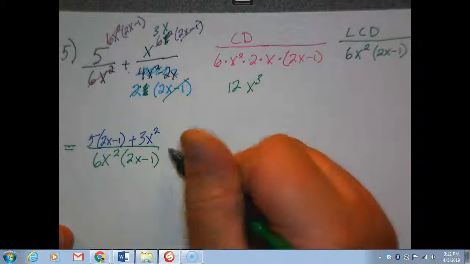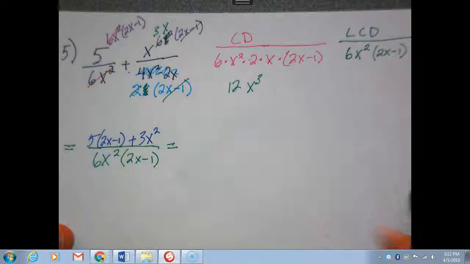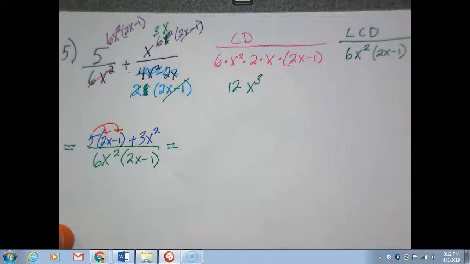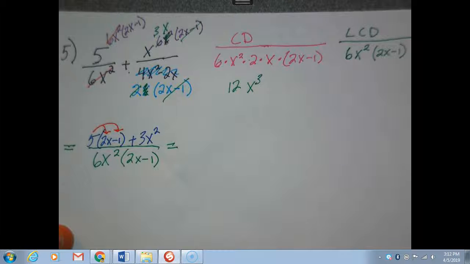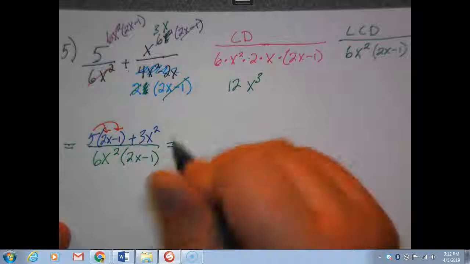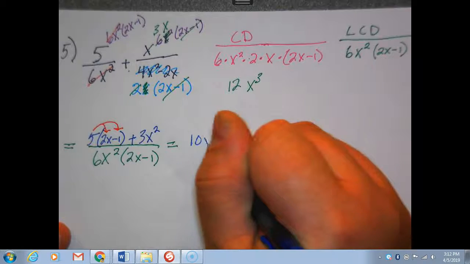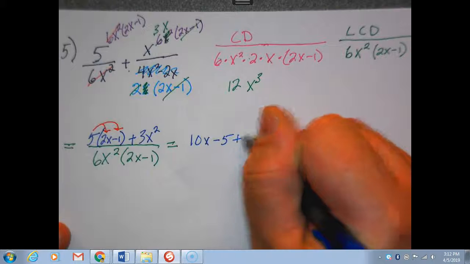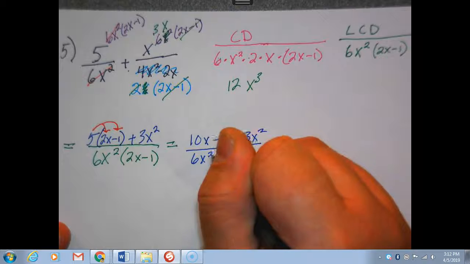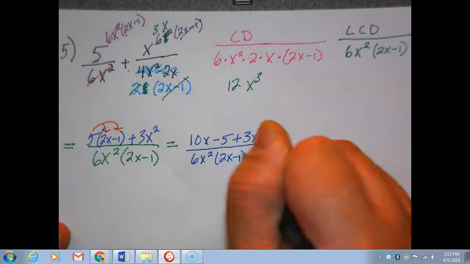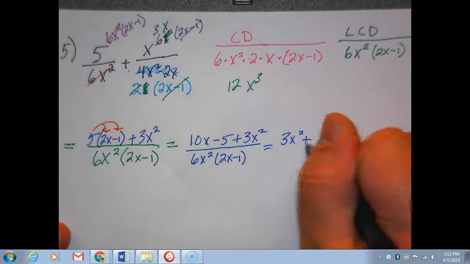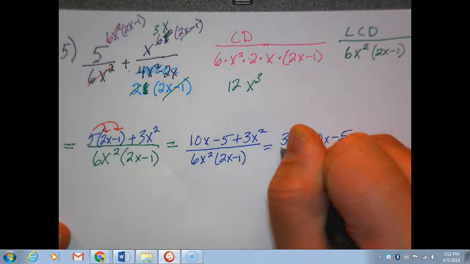All right. So let's simplify. We have to distribute. So I get, and again, guys, I'm writing out every step here. You can probably do a couple of these steps in your head. So I get 10x minus 5 plus 3x squared over 6x squared times 2x minus 1. And I'm going to put this in standard form.